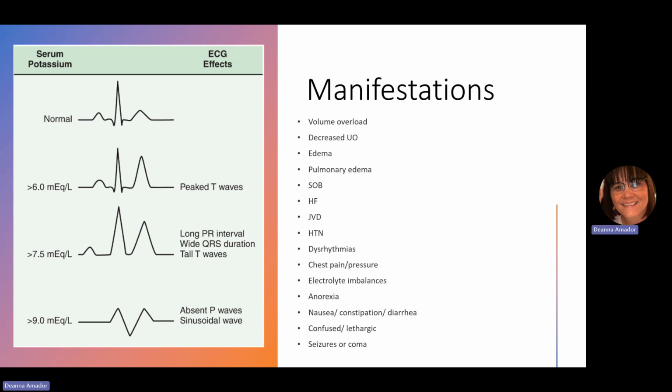Okay. So some manifestations that you may see with acute kidney injury include volume overload. That kind of makes sense. They could have decreased urine output.